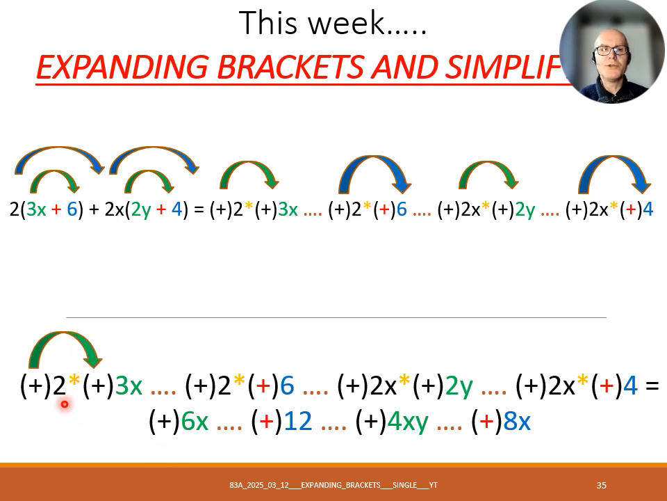So positive 2 times positive 3x, positive 2 times positive 6, positive 2x times positive y, and positive 2x times positive 4. Positive 2 times positive 3x equals positive 6x. Positive 2 times positive 6 equals positive 12. Positive 2x times positive y equals positive 2xy. And positive 2x times positive 4 equals positive 8x.